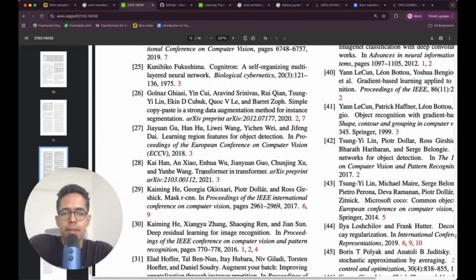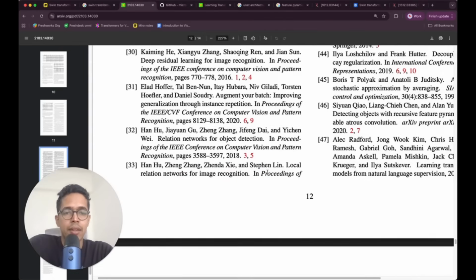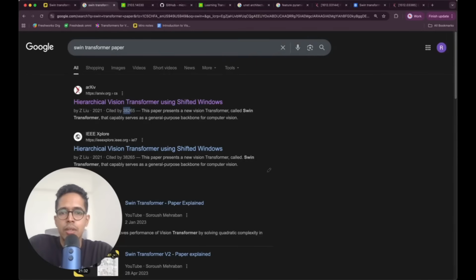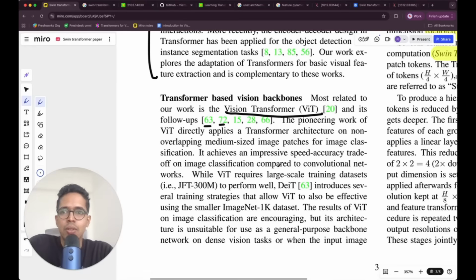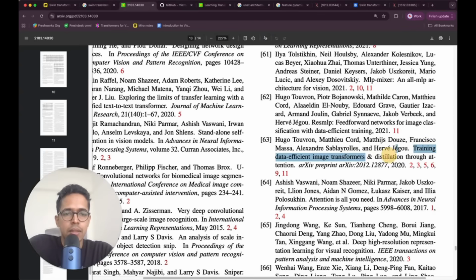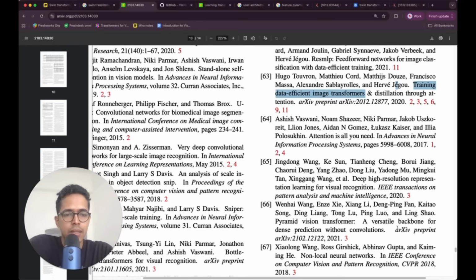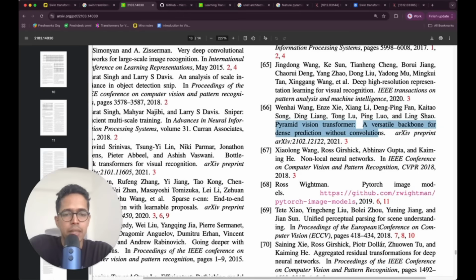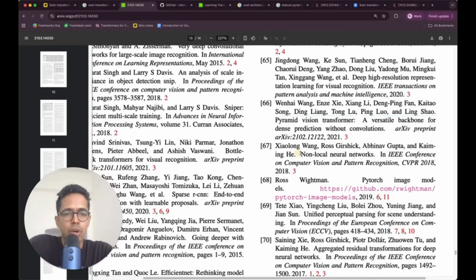28 is Transformer in Transformer. I haven't read this paper. I haven't heard of the paper at all, but I'm sure it's a good and famous paper. It's just that I haven't gone through it. Then 63, 66, 72. 63 is Training Data-Efficient Image Transformers and Distillation through Attention. This is the DeiT paper, the Data Efficient Image Transformer paper. 66 is Pyramid Vision Transformer, a Versatile Backbone for Dense Prediction. 67 is Non-local Neural Networks.